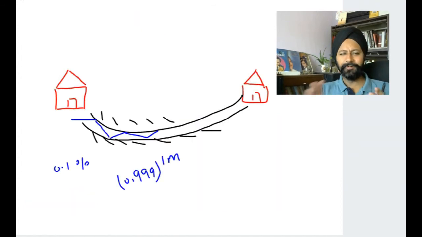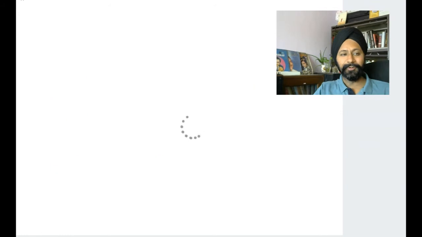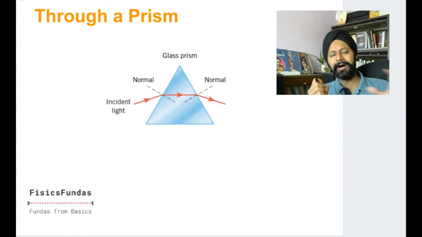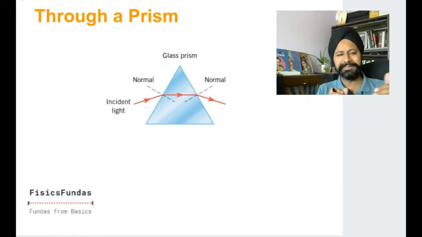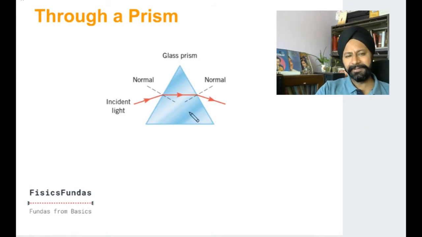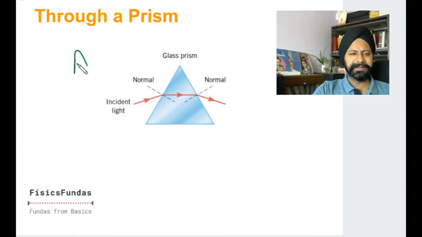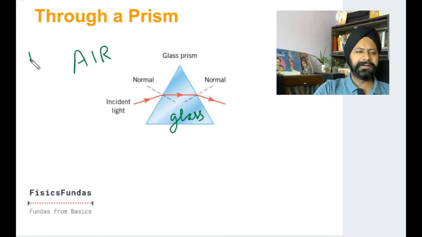Another application of total internal reflection, which is more beautiful, is the rainbow. But before that, let's see how light behaves in a prism, and we'll go into the rainbow after this. So let's say there is a prism here. Now the prism is made of glass. So let's say this is all air outside and this is glass. Now obviously air is a rarer medium and glass is a denser medium.